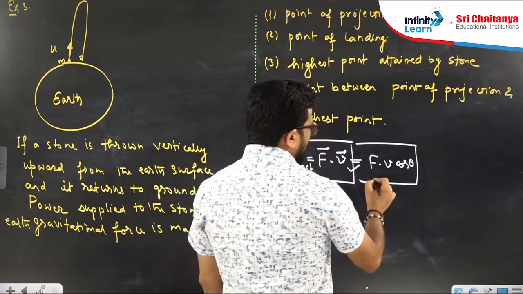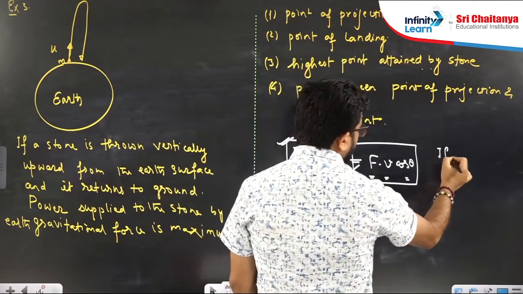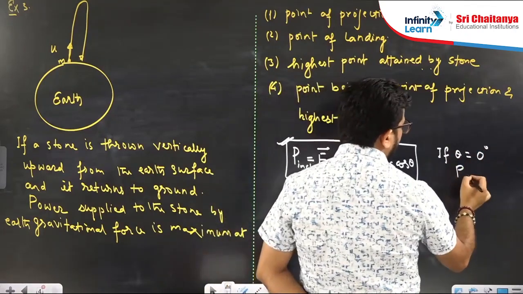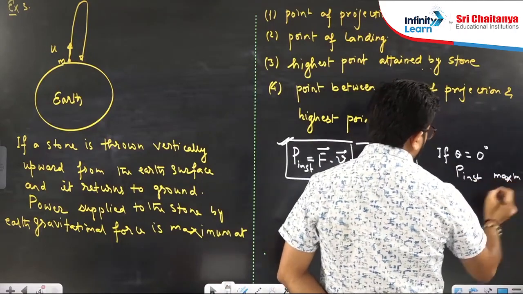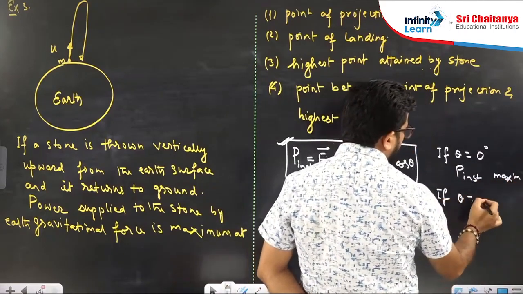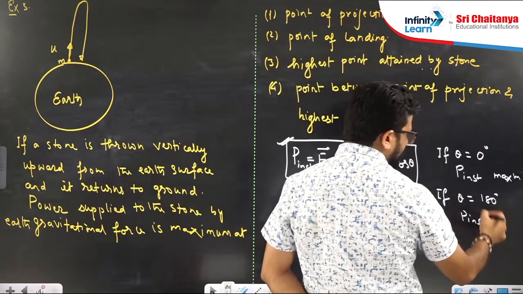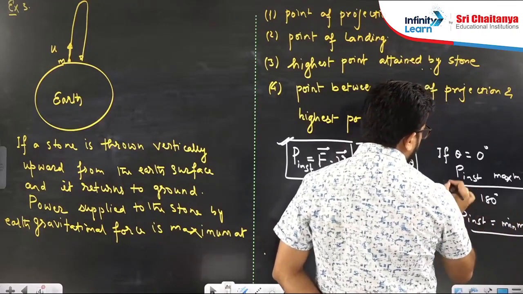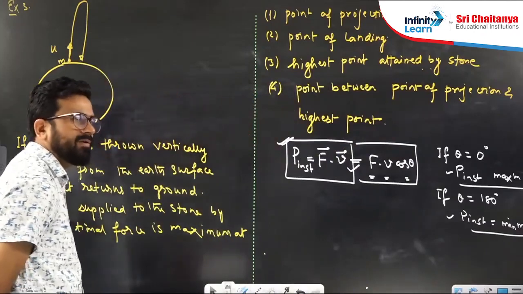Now, very simple thing from here you can find: if theta is equal to 0 degree, then power would be maximum. Very simple. And if theta is equal to 180 degree, power would be minimum, because it would be negative. We have to find this very basic concept. This is the dot product concept, from it you will find it.